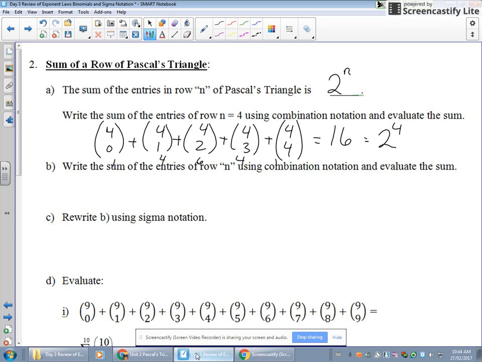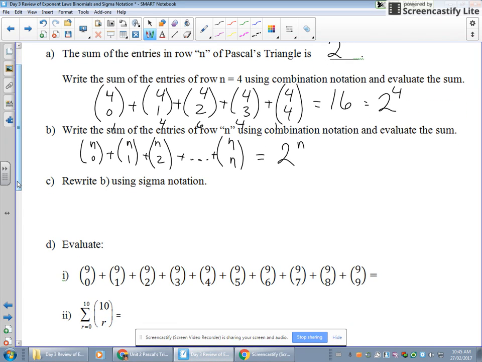Write the sum of the entries of row n using combination notation and evaluate the sum. So the nth row would be n choose 0 plus n choose 1 plus n choose 2 plus all the way up until plus n choose n. So that summarizes as 2 to the power of n. And now finally, we're being asked to write this using sigma notation.